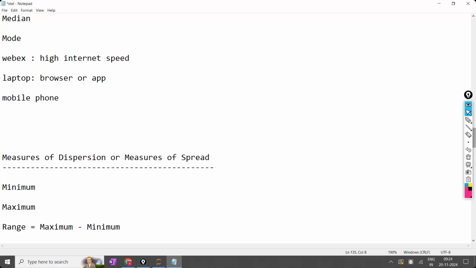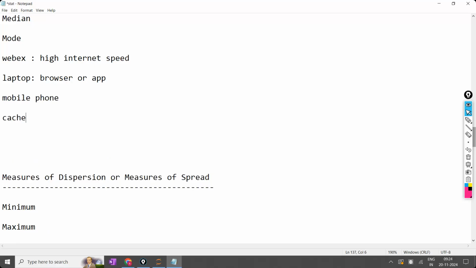Okay, now yesterday one of the students suggested that in the laptop there is some kind of cache. Try to delete this unwanted data. Due to that also, sometimes you might find issues, as one of the students has suggested.